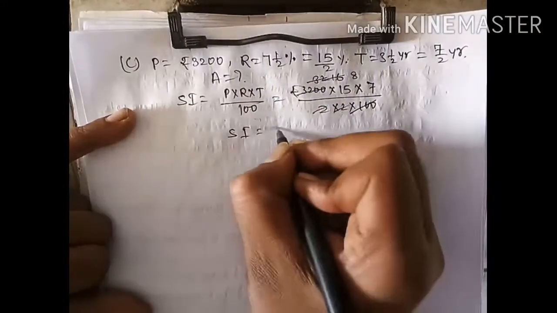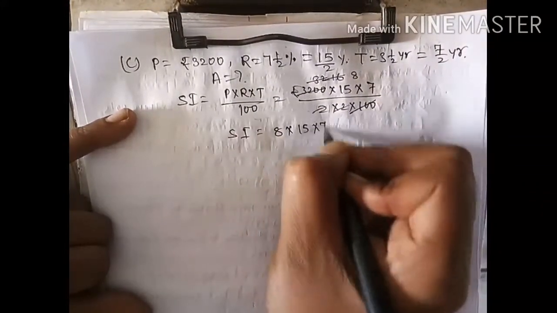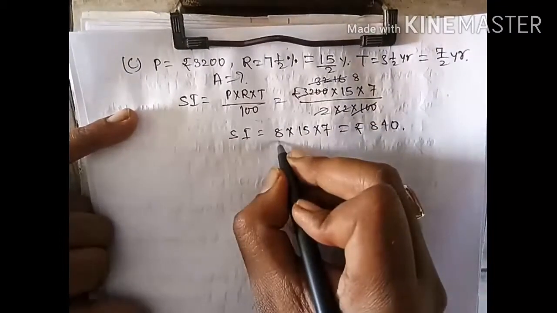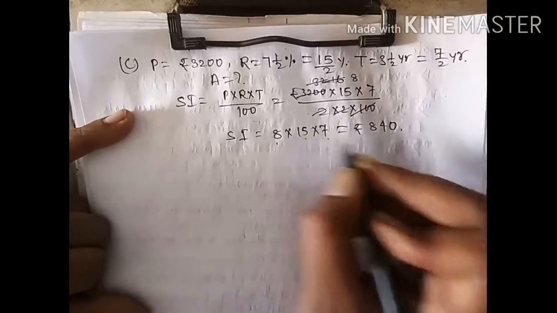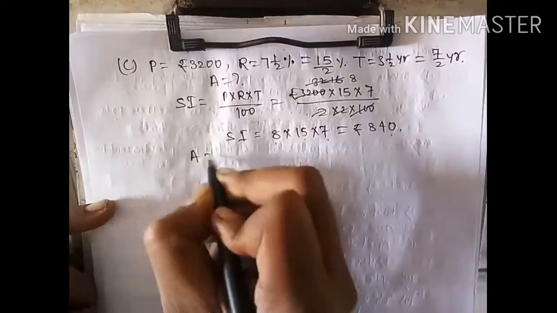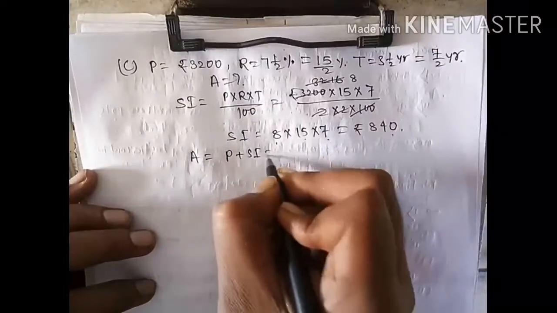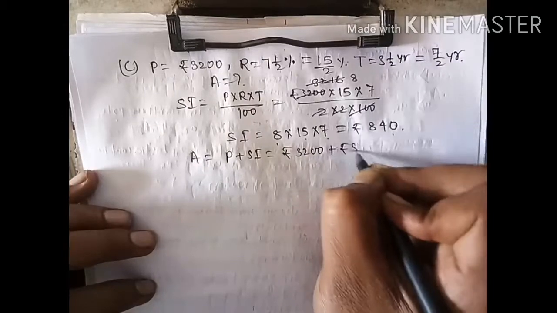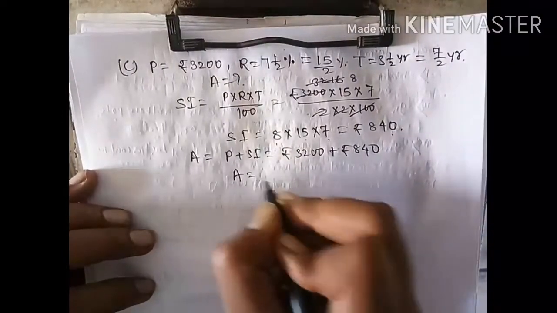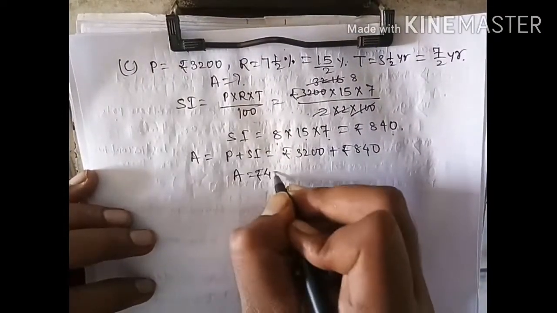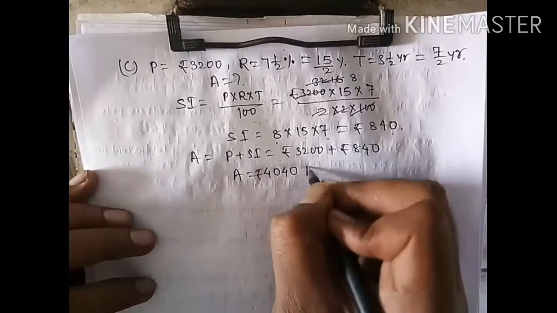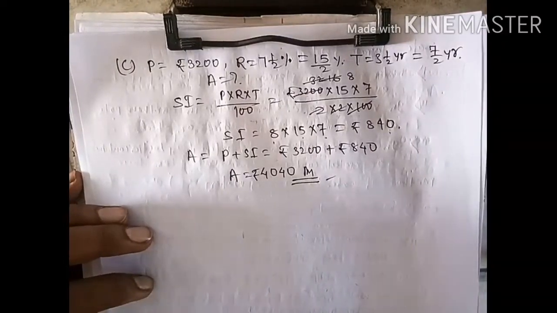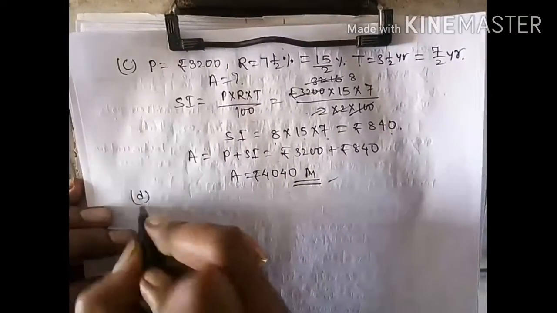SI क्या मिला 8 into 15 into 7. After multiplying you get 840. देखो 15 8 जा 120 into 7 840. Now amount equal to क्या होता है P plus SI. Here principal is ₹3200 and SI is ₹840. After adding you get ₹4040. This is the amount equal to ₹4040. This is the answer.